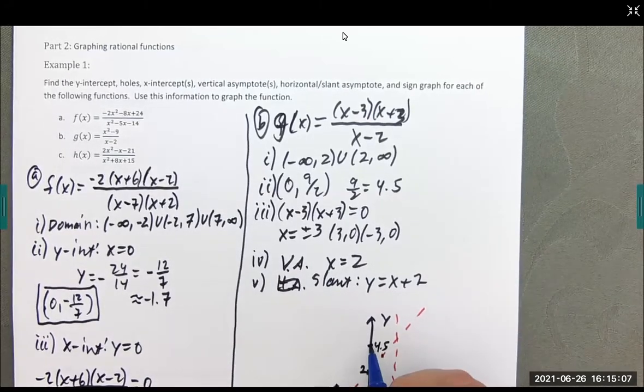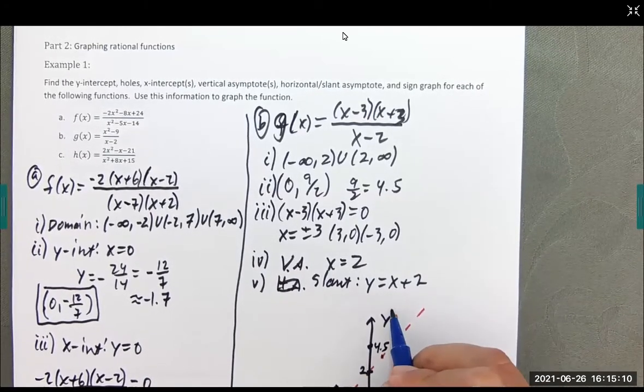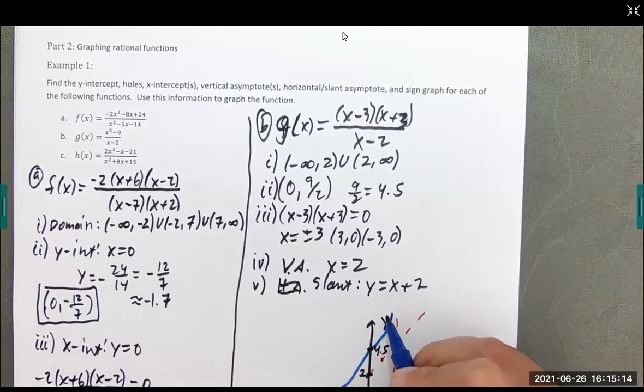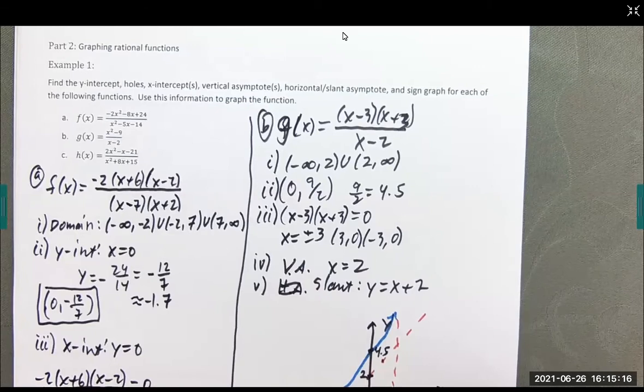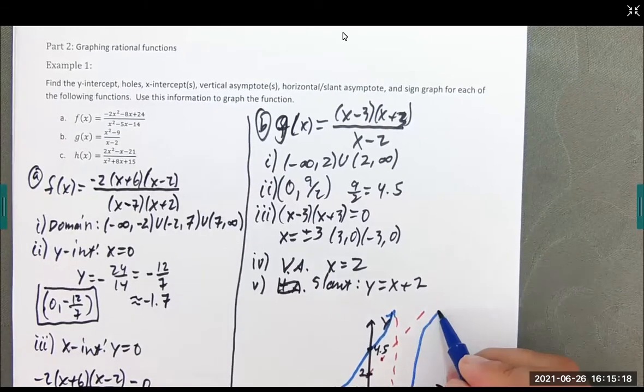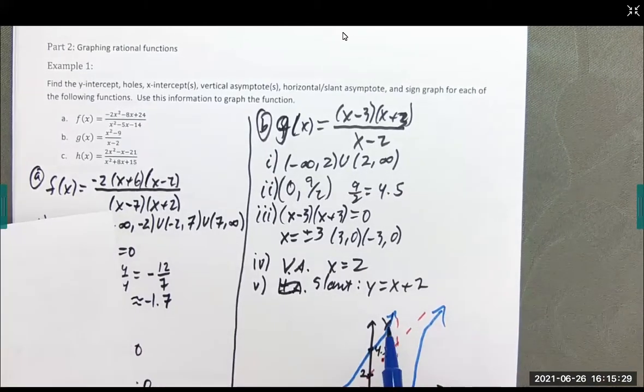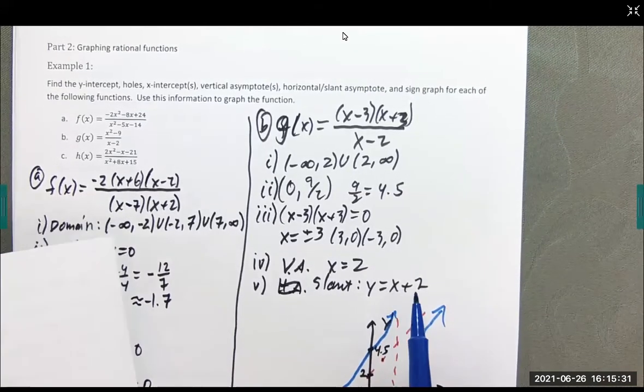So I'm seeing something like this, something like that. And so this graph will never cross the vertical asymptote, right?